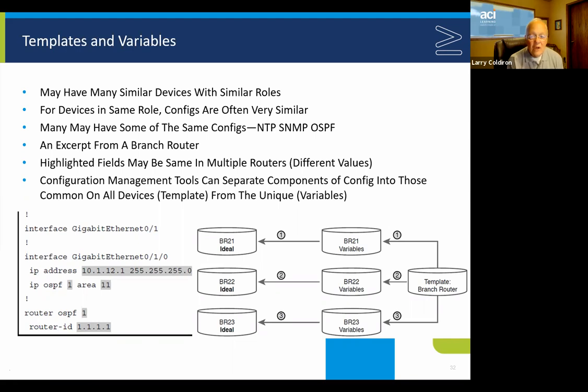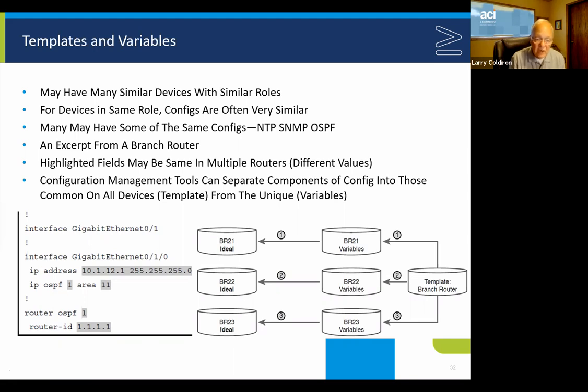Same role configs are often very similar, which is what we had in the case that we use for these things. And this is an excerpt from a branch router. The highlighted fields may be the same in multiple routers, and we had the same in multiple routers. We use router OSPF 1. We know that the process ID can be the same everywhere. So what's the big deal? So router OSPF 1, enable the router. Network, we want to advertise all the devices. We can use the same in all of them.